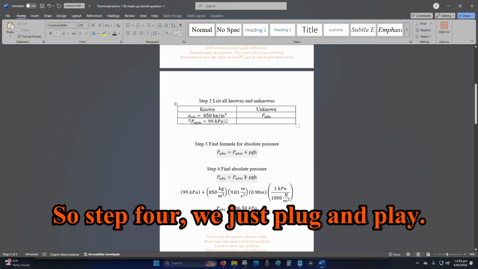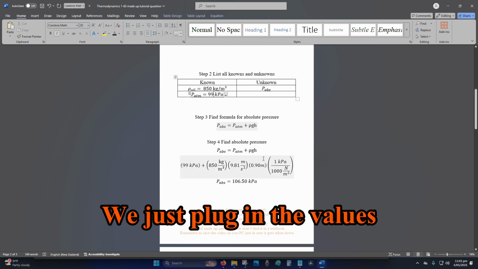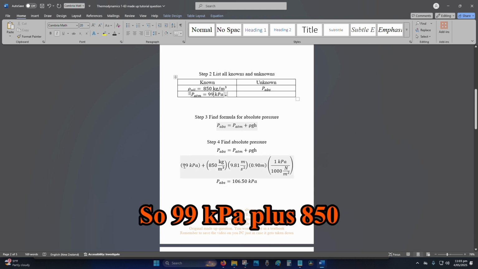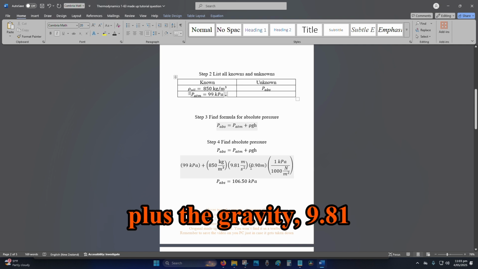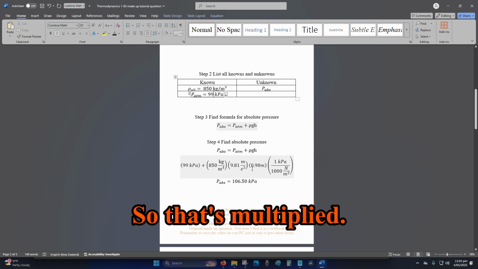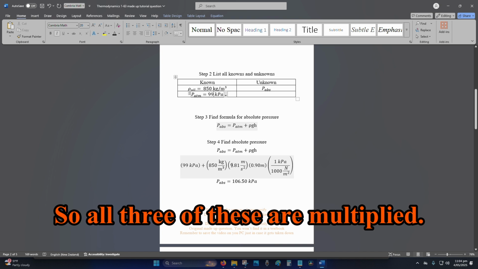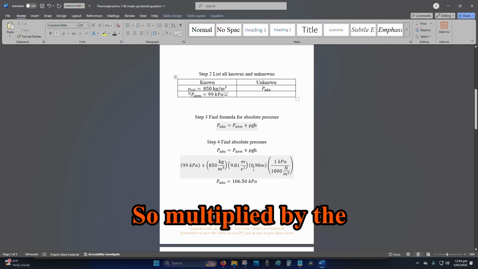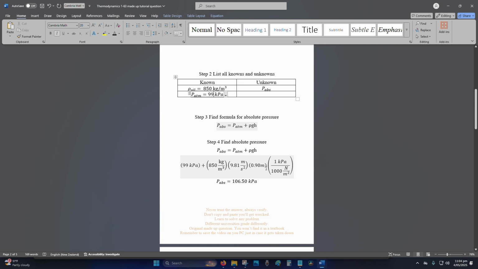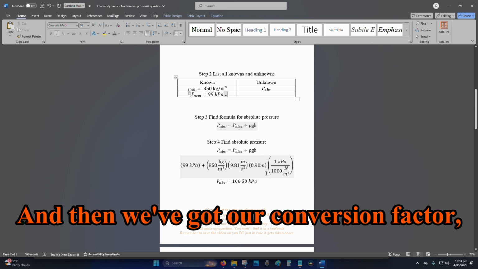So step 4, we just plug and play. We just plug in the values and find the absolute pressure. So 99 kPa plus 850 kilograms per meter cubed times the gravity, 9.81 meters per second squared. So all three of these are multiplied, multiplied by the height, which is 0.9 meters. And then we've got our conversion factor.